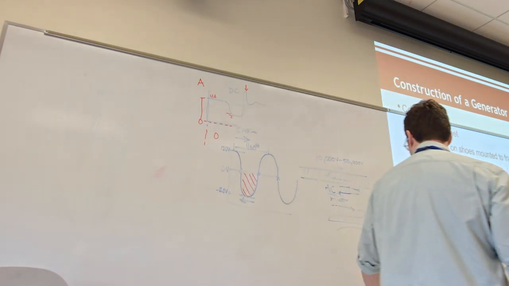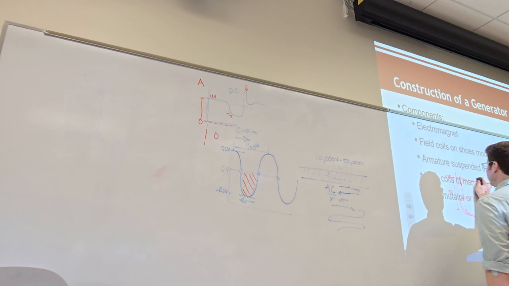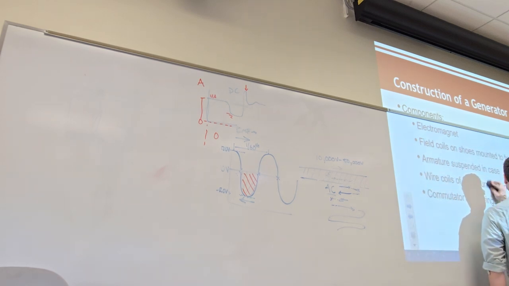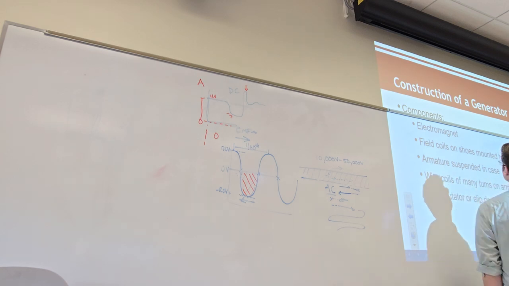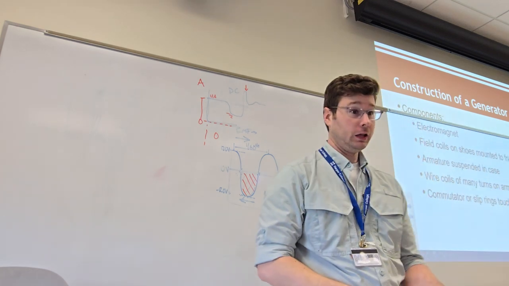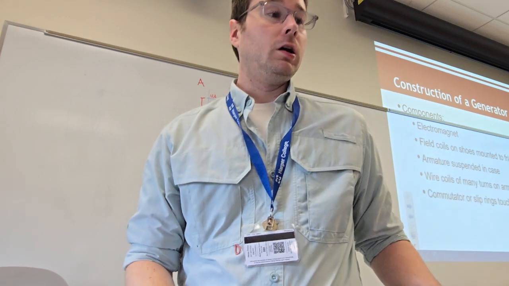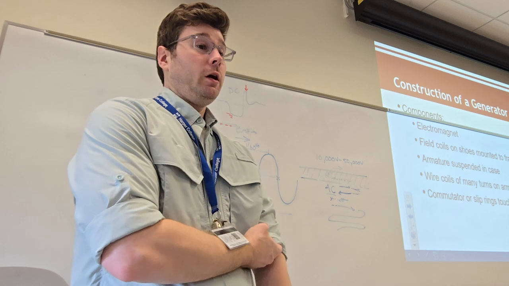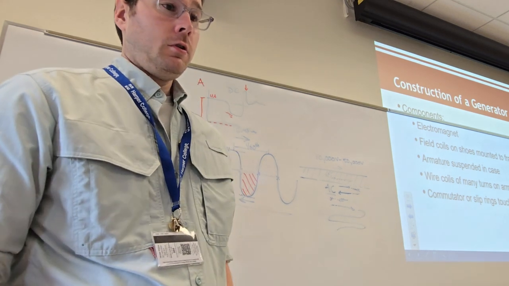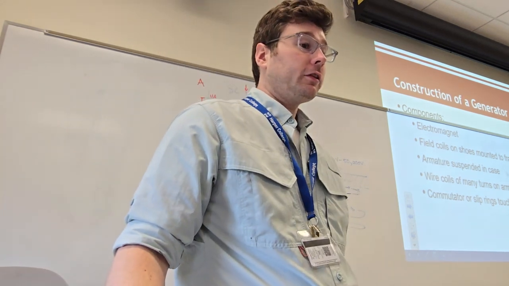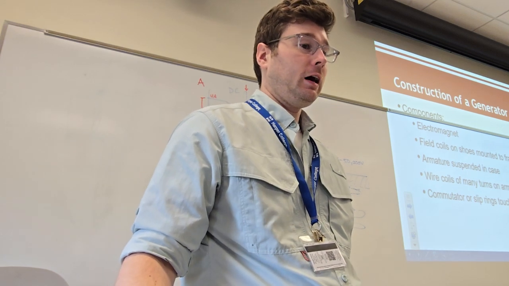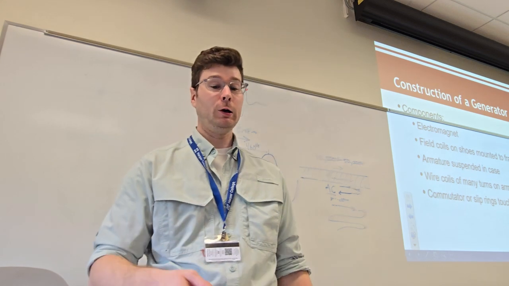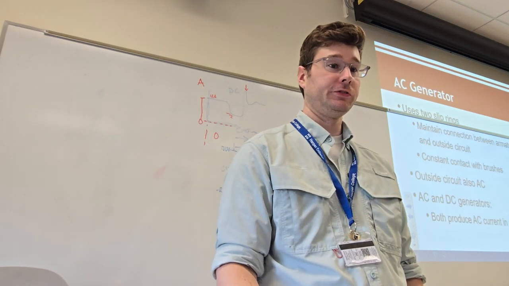All right, so the main components of a generator, what do we define as a generator, is such. We have our electromagnet, the so-called field coils. This is another new term. We have an armature, our wire coils that we just talked about, our solenoids, and then our commutator. So field coils, armature, and commutator are probably the new words that we're going to learn pretty soon here.